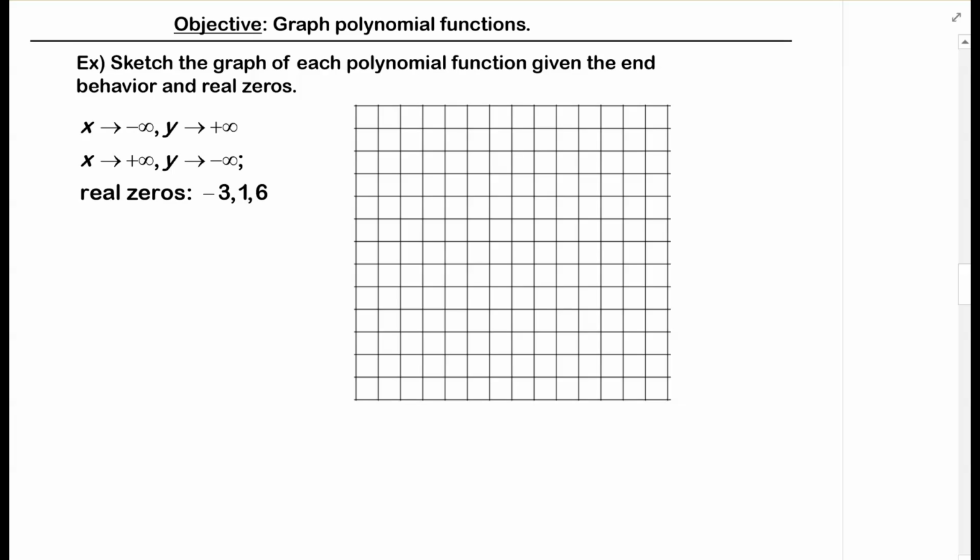So if we look at the first example, it says sketch the graph of each polynomial function given the end behavior and the zeros. So my end behavior, which is kind of what I was talking about in the beginning of the lesson, I have as x approaches negative infinity.